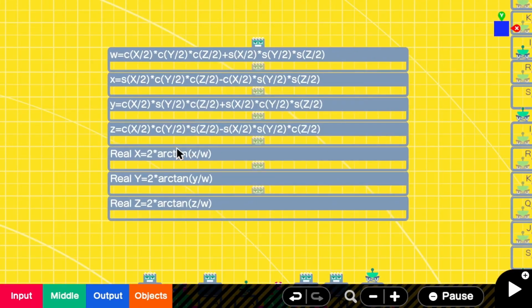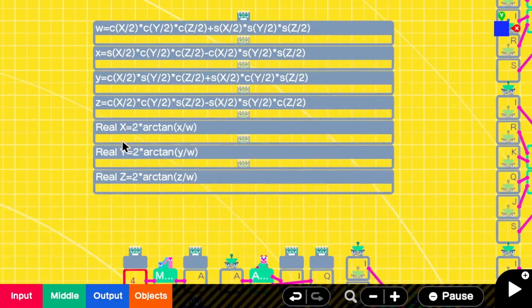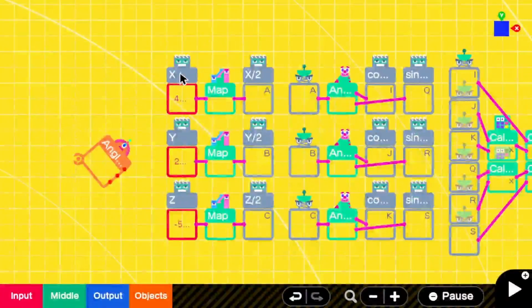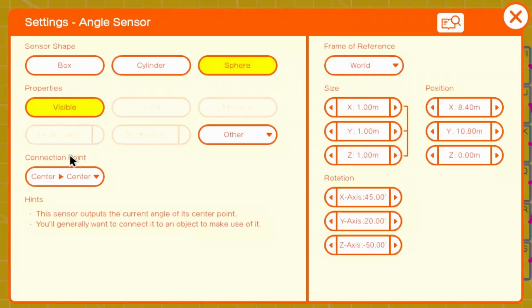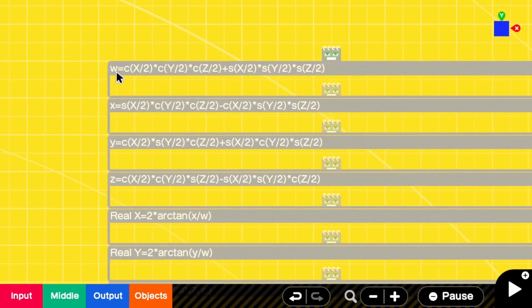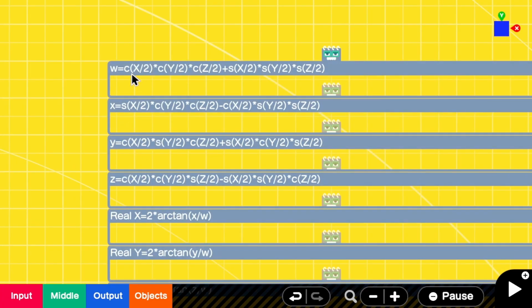The actual equations that I use here are shown here. For example, if you want to solve for the real X rotation, first you will need to solve for these four different variables, lowercase w, x, y, and z. Our three inputs are the capital X, Y, and Z here, which are the three Euler rotations, and you use that to solve for w, x, y, and z. Here, C simply means cosine and S means sine. So this is basically cosine X over 2 times cosine Y over 2 times cosine Z over 2, and so on and so forth. You solve for these four variables, which are called quaternions.